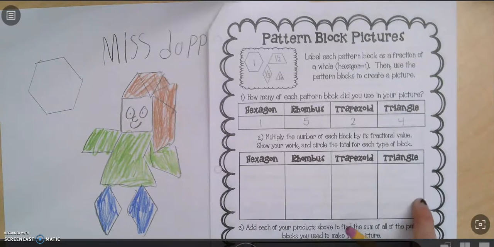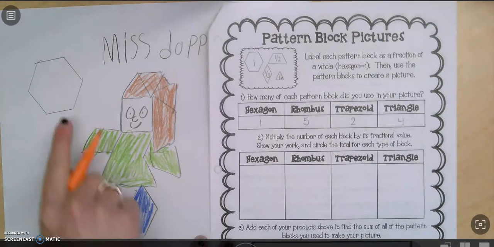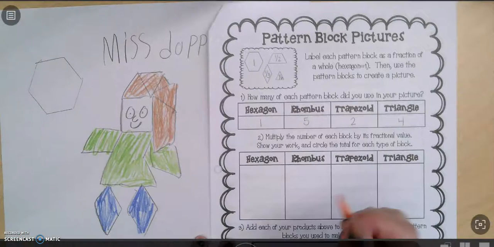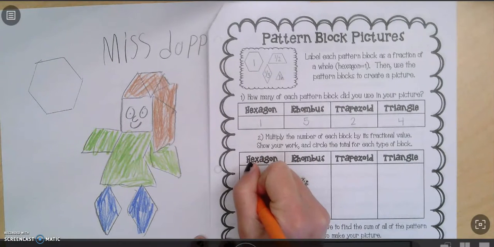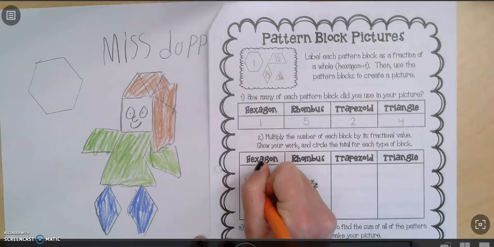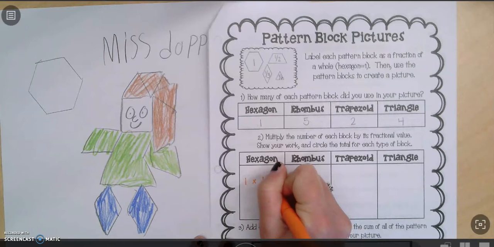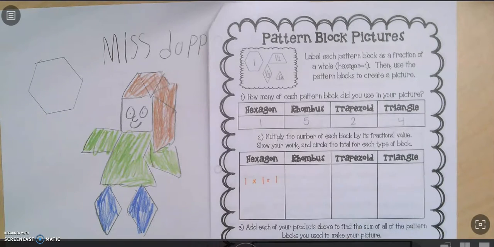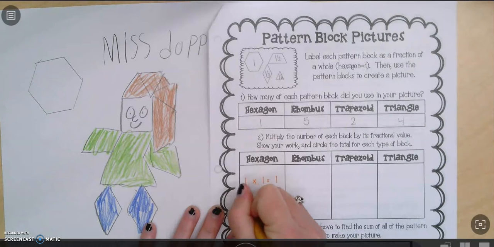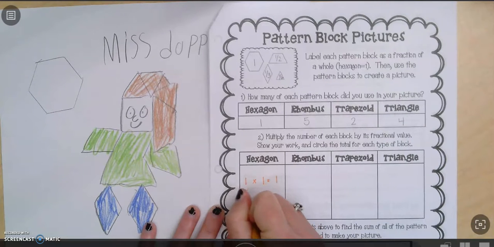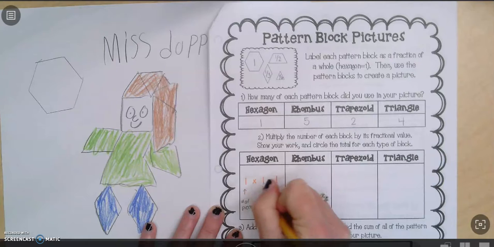Now I have to find the fractional value. So I have one hexagon. I'm going to do this with the colors that they show. So since I have one hexagon, now I know the hexagon pieces are usually yellow. I'm going to use orange because yellow is a little hard to see. I have one piece times the value of 1 to equal a total of a fractional value of 1. So this is the number of pieces times the value.